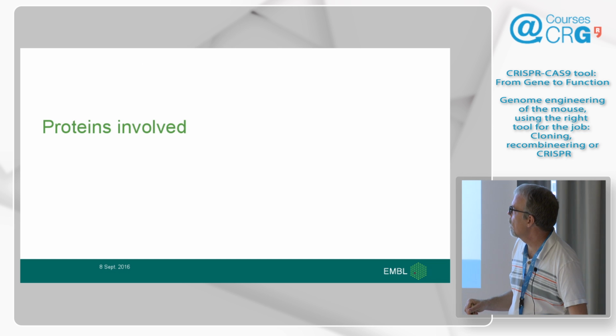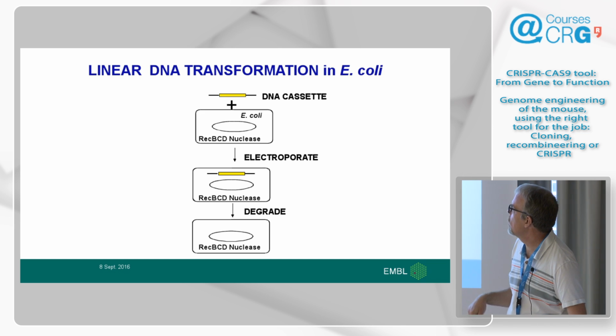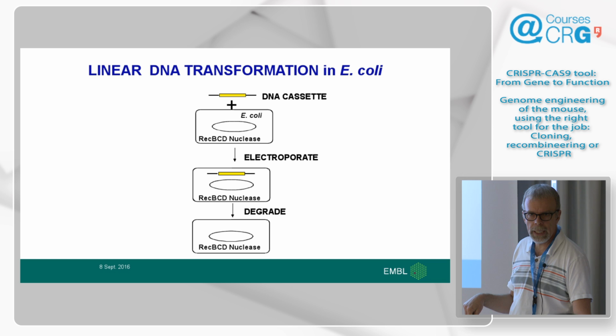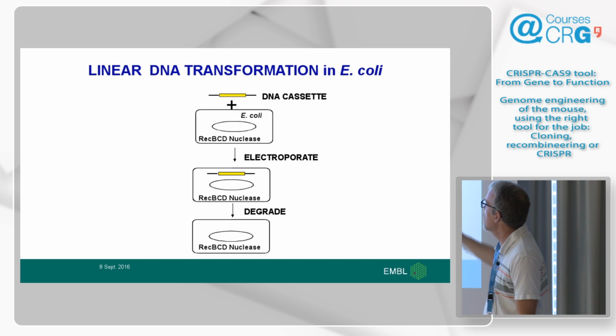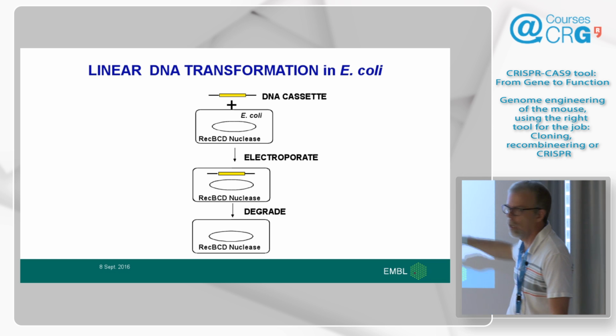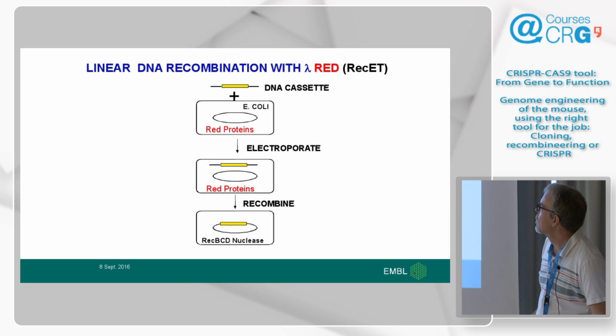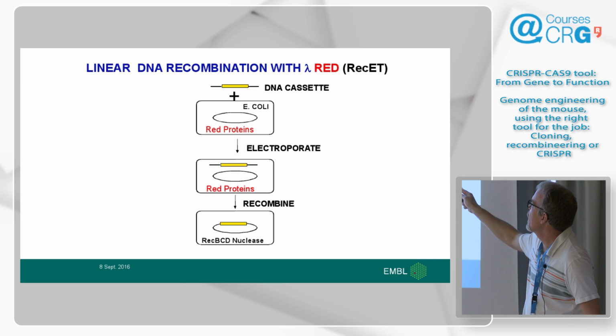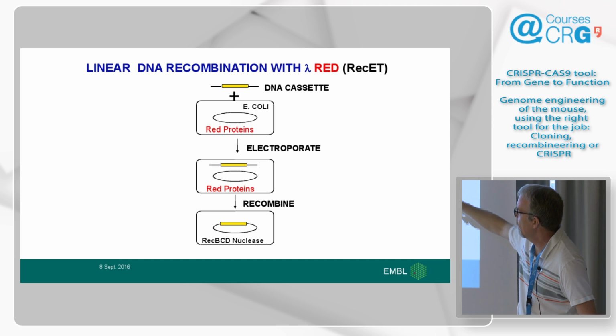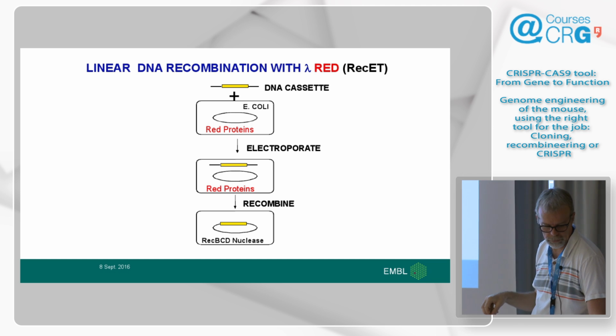The proteins involved. Typically, if you put linear DNA in E. coli, it's not very exciting. You put it in and it's gone really quick. But it turned out when you make these special proteins, lambda Red or RecET, you do the same experiment, and now this ended up in your target.